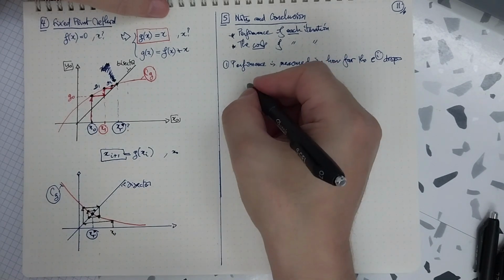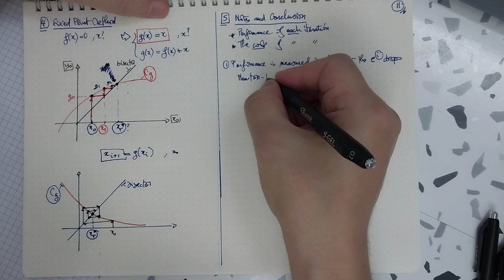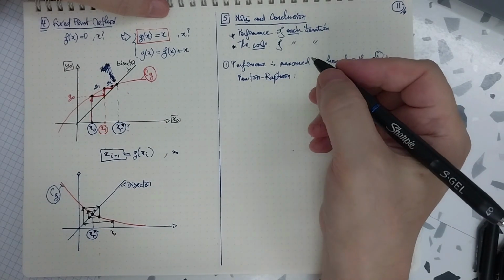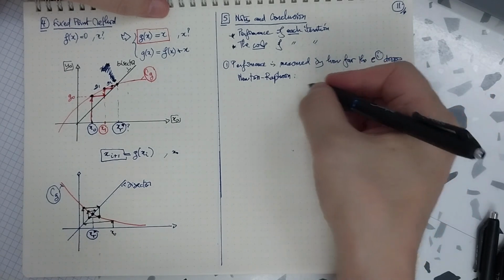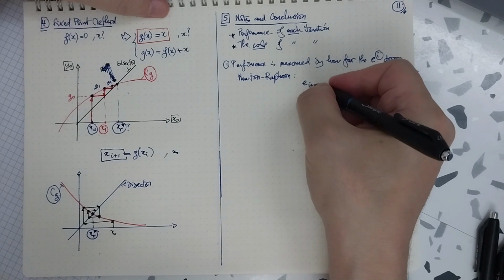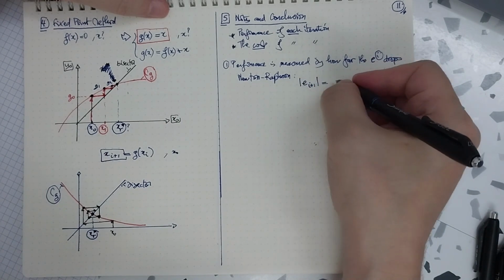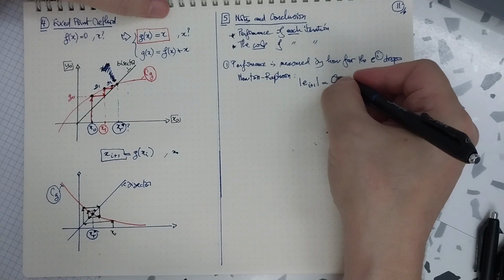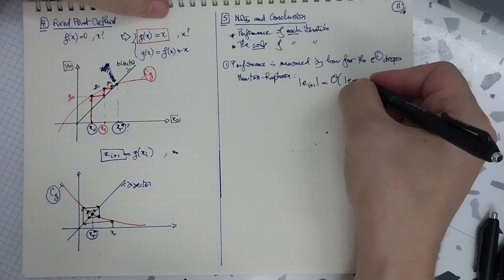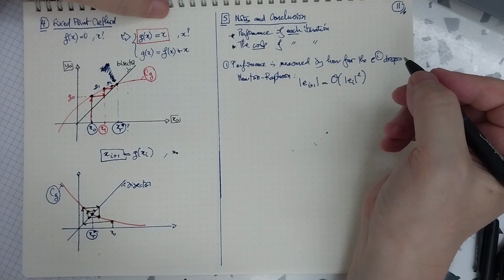In the Newton-Raphson method, we can show analytically using Taylor series that the absolute value of the next error is of the order of Ei square. Now, what does that mean?